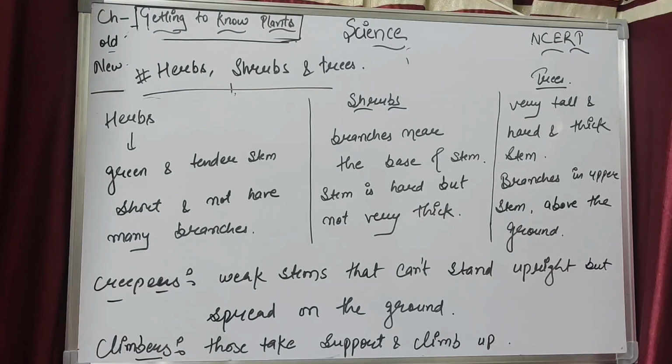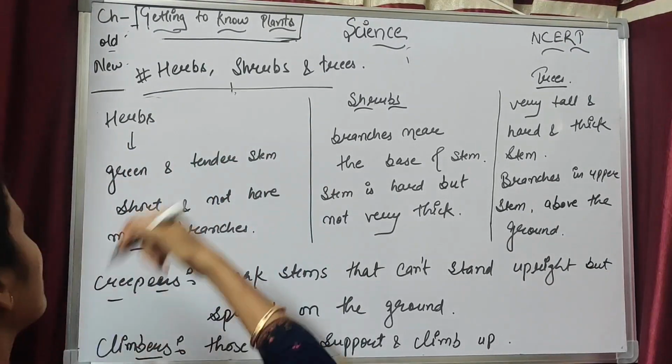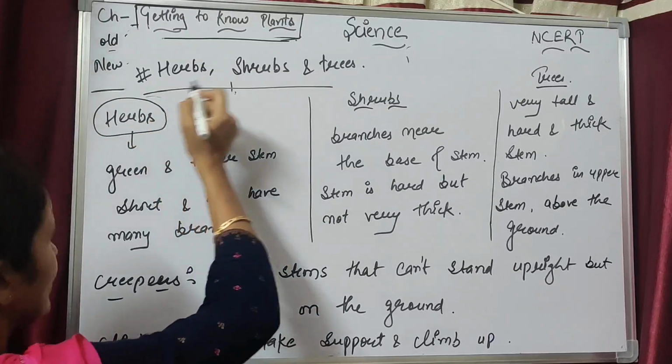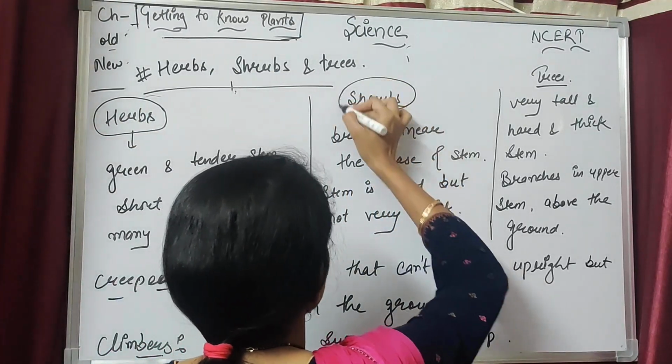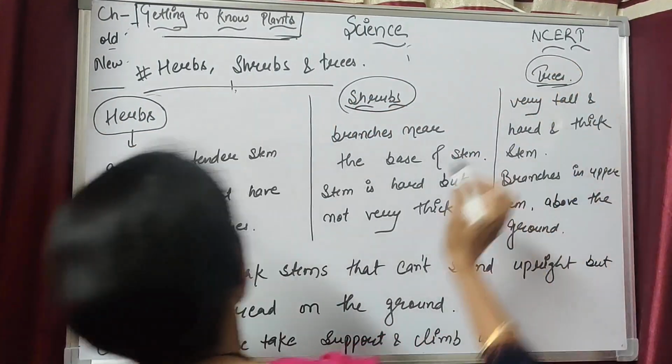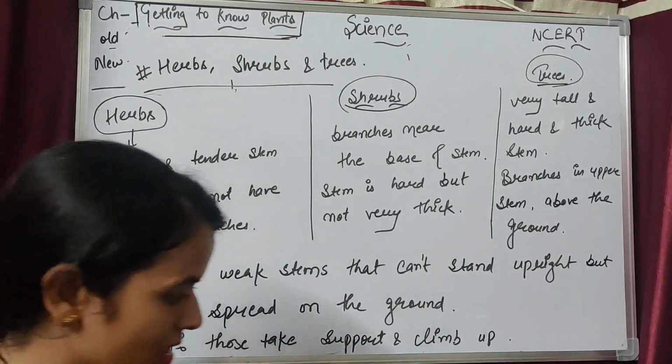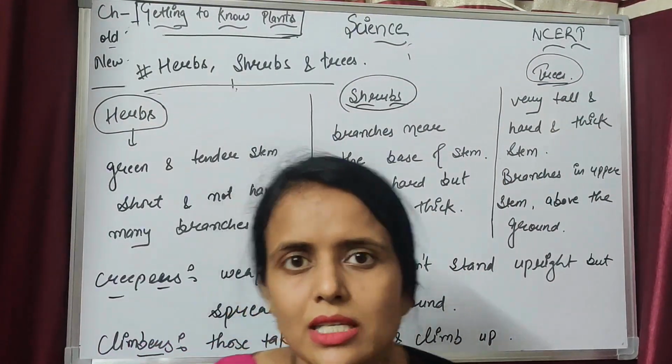So our next topic is herbs, shrubs and trees. Definition of these things. I will explain how we have to differentiate between herbs, shrubs and trees by 3 points. Firstly is look, how the size, second is branches, and third is stem.